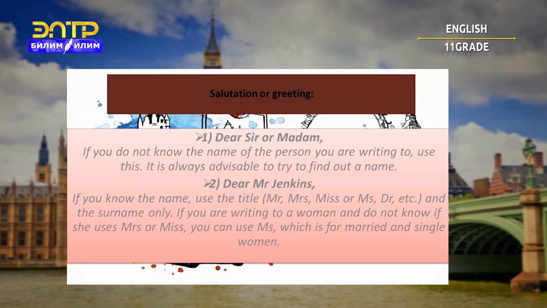Salutation and or greeting. First, Dear Sir or Madam, if you do not know the name of the person you are writing to, use this. It is always advisable to try to find out a name. Second, Dear Mr. Jenkins, if you know the name, use the title Mr., Mrs., Miss, Director, Doctor, etc. and the surname only. If you are writing to a woman and do not know if she uses Mrs. or Miss, you can use Ms., like Miss, which is for married and single women.